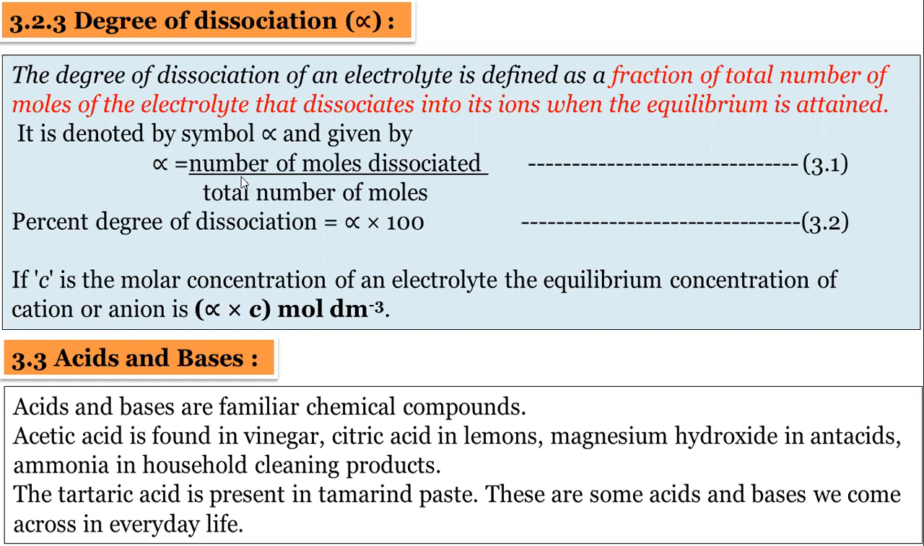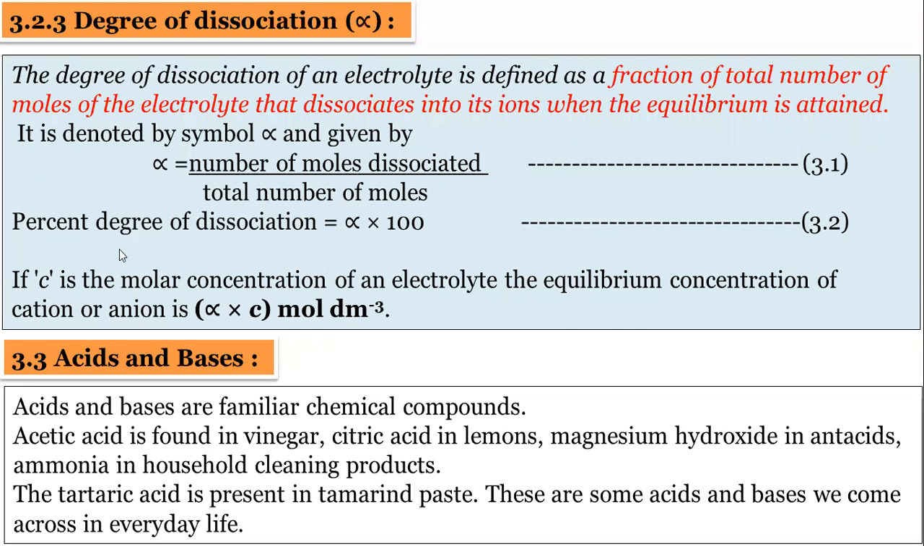And how to remember the definition: from the total number of moles, whatever the moles dissociated, it is called as alpha. So only a small amount, only a fraction of the total number of moles of the electrolyte, dissociates into its ions when the equilibrium is established. From the total number of moles, whatever the number of moles dissociated, it is called as alpha.